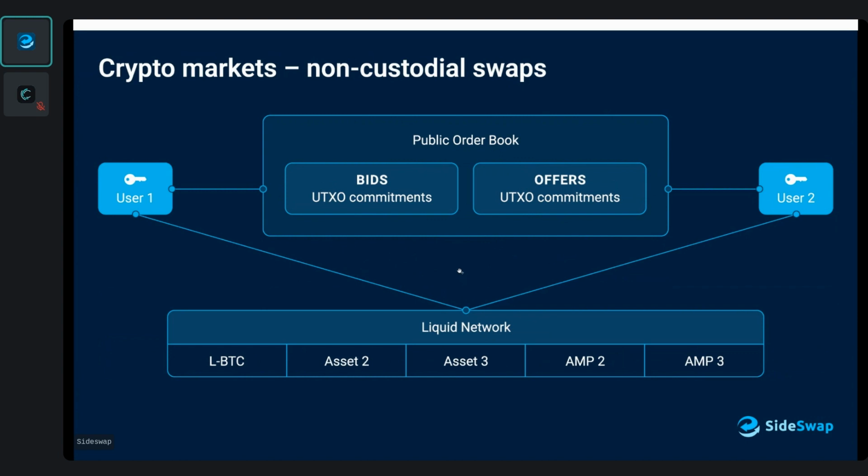So finally, what happens if we have crypto markets where both the payment asset as well as the delivery assets or the security assets are issued on the same network, where users control the keys to all assets? Then it becomes possible to have, in addition to the centralized exchange model, decentralized models where users can trade assets via swaps with each other by posting UTXO commitments. That's a whole other speech of how exactly the swaps work.